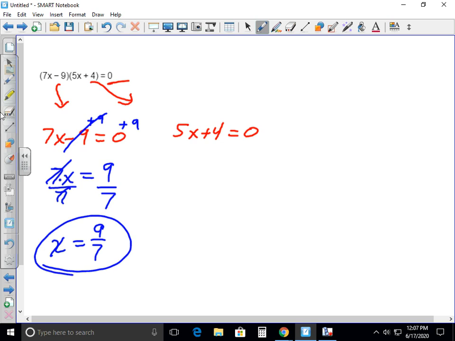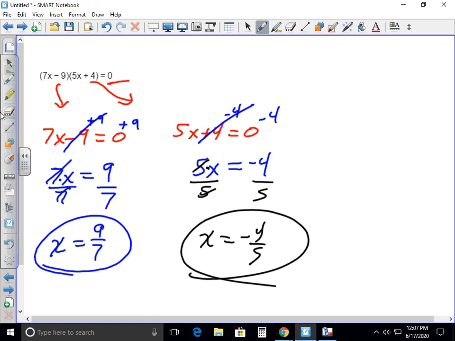On the other one, we want to get 5x completely by itself. So take the 4 to the other side. So 4 minus 4 is 0, so we're left with 5x on the left, negative 4 on the right. And again, the opposite of multiplying is to divide. So those 5's cancel, so negative 4/5.